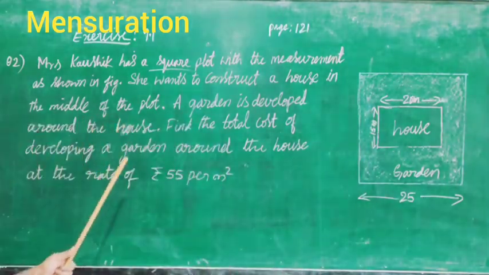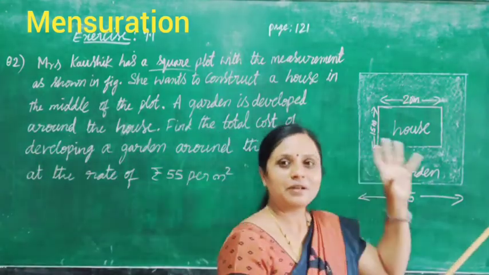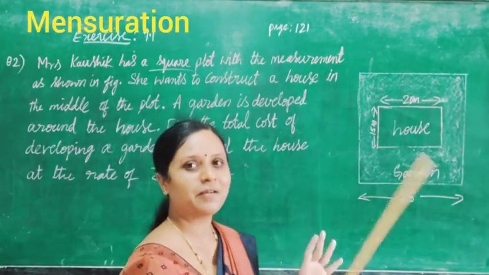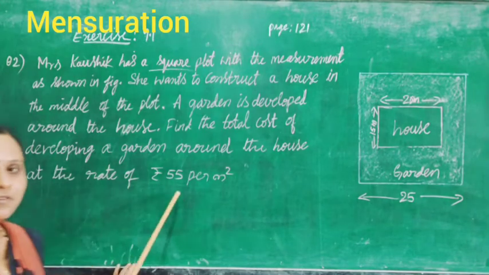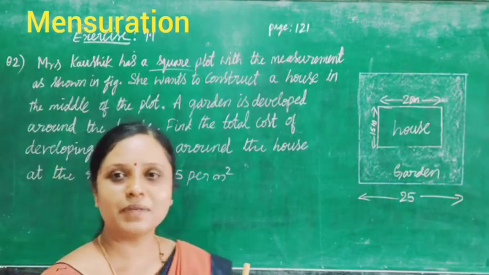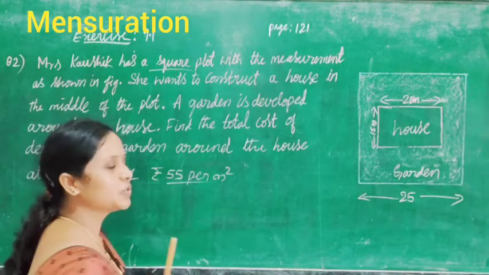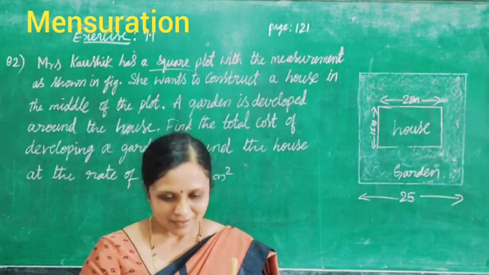But she wants to develop a garden around the house. She wants to develop a garden around this house at the rate of rupees 55 per meter square. So she wishes to develop that garden at 55 rupees per 1 meter square.